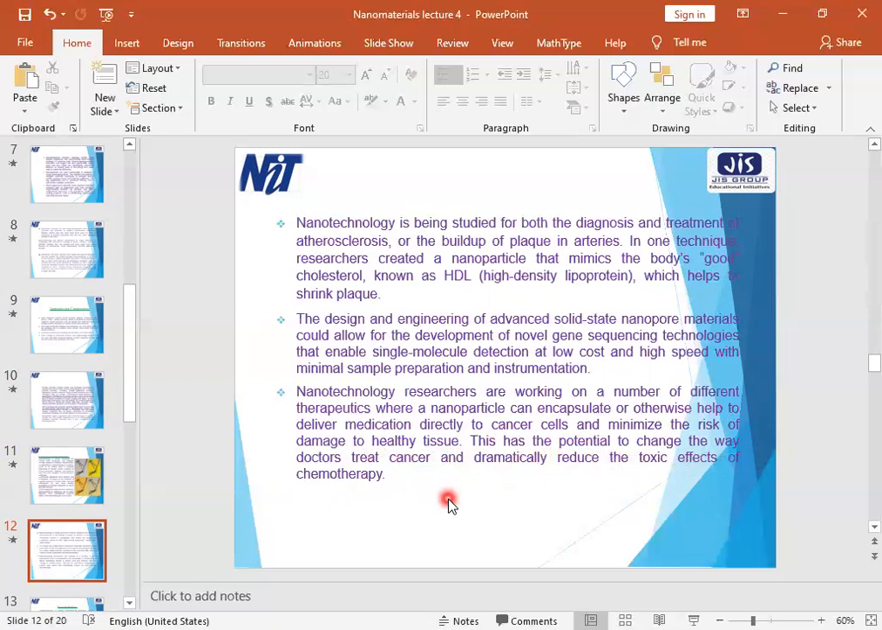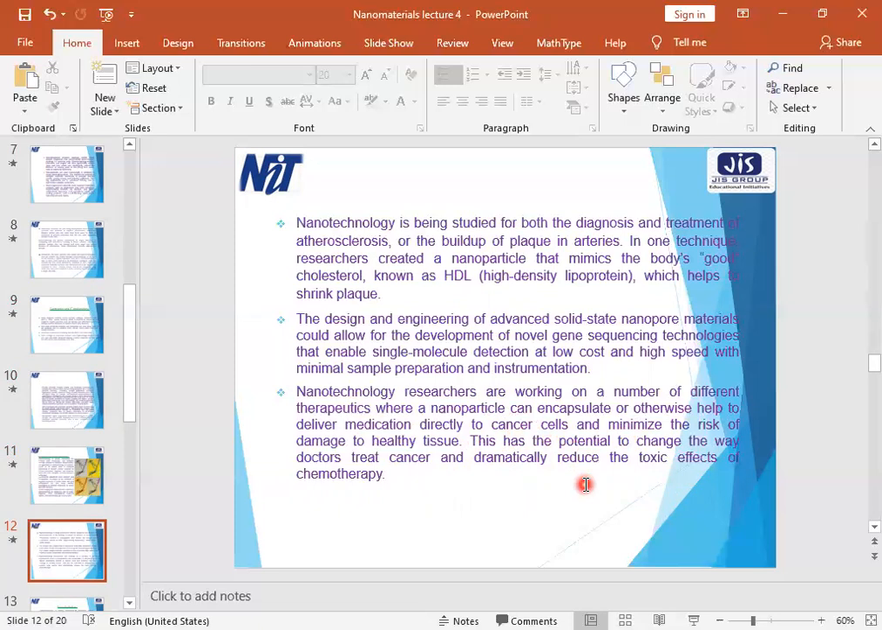What we know is that doctors were treating cancer with the help of radiation, and in that process some healthy tissues were also destroyed. But using nanotechnology, which is at a very small level, only the affected tissue will be treated and other tissues will not have any effect.